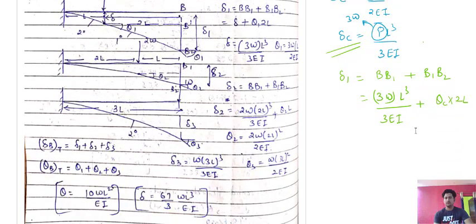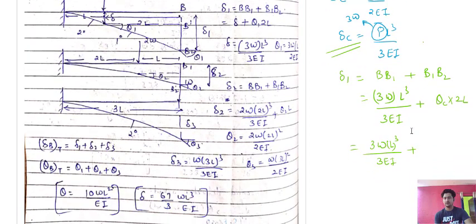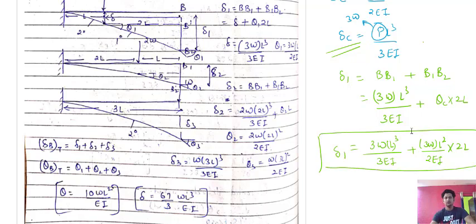So now you can put the values here: 3W L cube upon 3EI plus theta C value, which is PL square upon 2EI. So P value is 3 times W, PL square upon 2EI. Now we have this value into twice length. Now solving this equation, you will get the value of delta 1. So you can solve this equation, and from here you will get the value of delta 1.